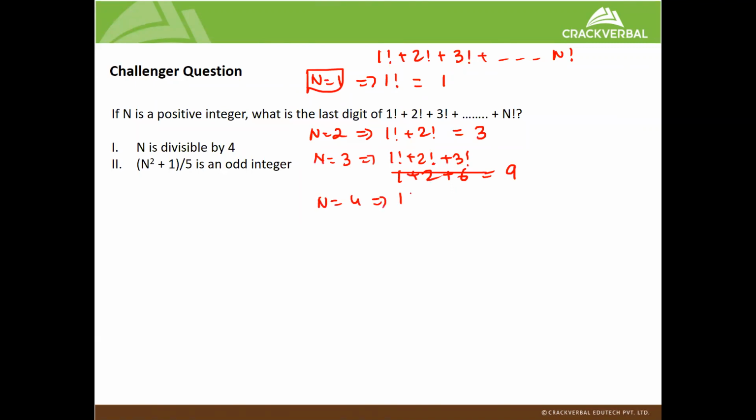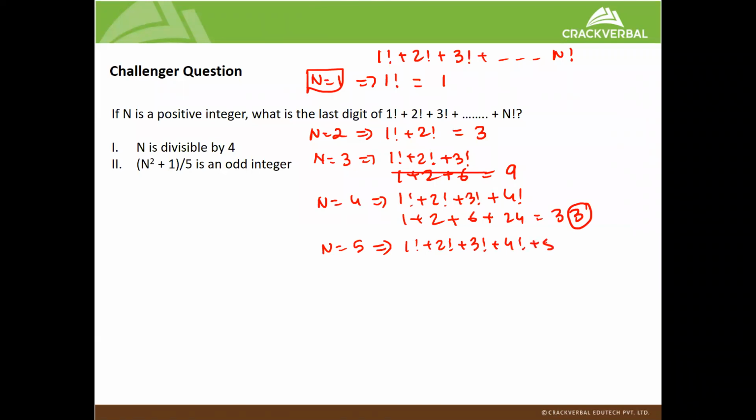If I put n equal to 4, I get 1 factorial plus 2 factorial plus 3 factorial plus 4 factorial. That's 1 plus 2 plus 6, and 4 factorial is 4 times 3, which is 12, times 2 is 24. 24 plus 6 is 30, plus 3 gives 33. So the unit digit has to be 3. For n equal to 5, 1 factorial through 4 factorial gives you 33, and remember, the unit digit of 5 factorial or any factorial beyond it will always be 0.